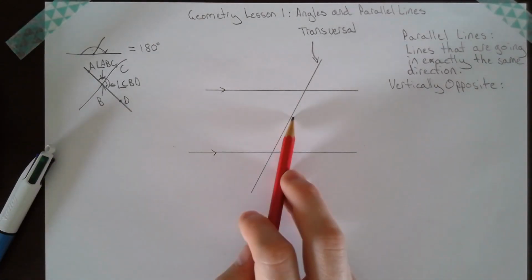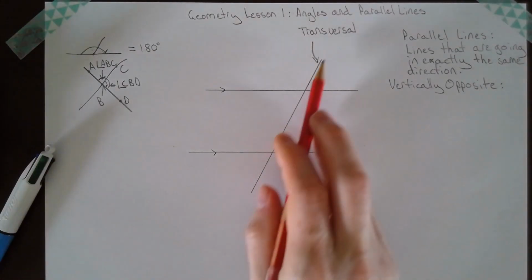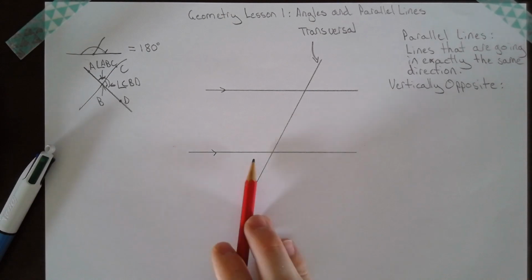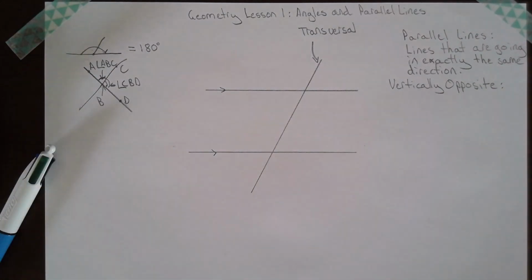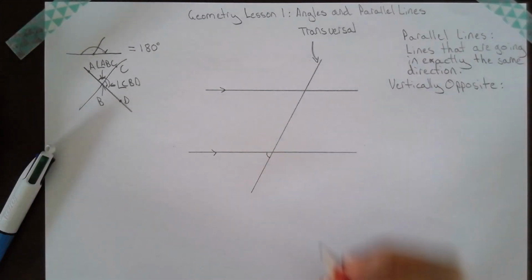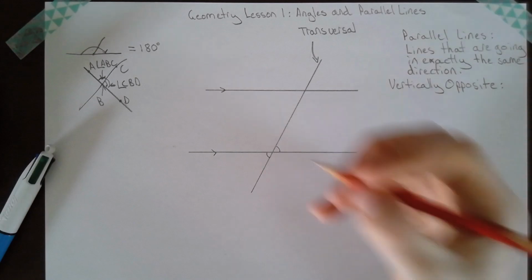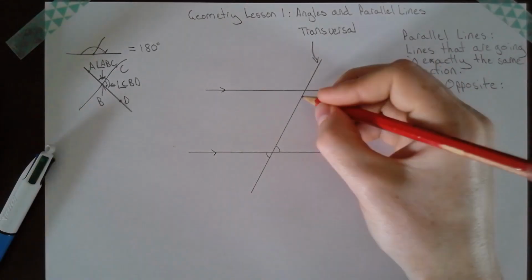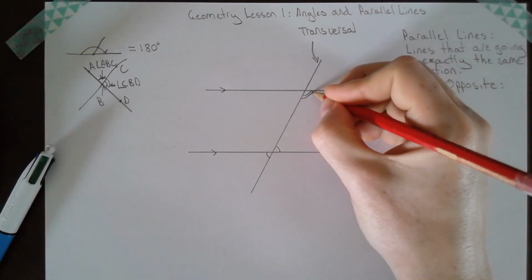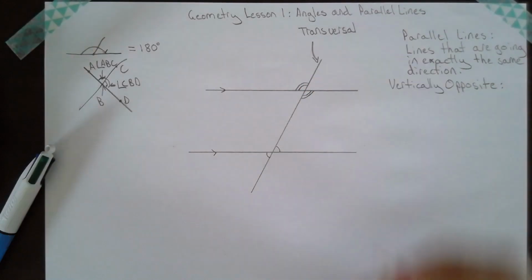And a vertically opposite angle is an angle that is opposite to another angle. So for example, these two here. Or these two here. Now see how I've drawn two little curves on this one instead of one. And that's because I want to make it clear that they're different. They do not equal the same thing. So vertically opposite angles, like this one here and this one here, or this one here and this one here, are equal.